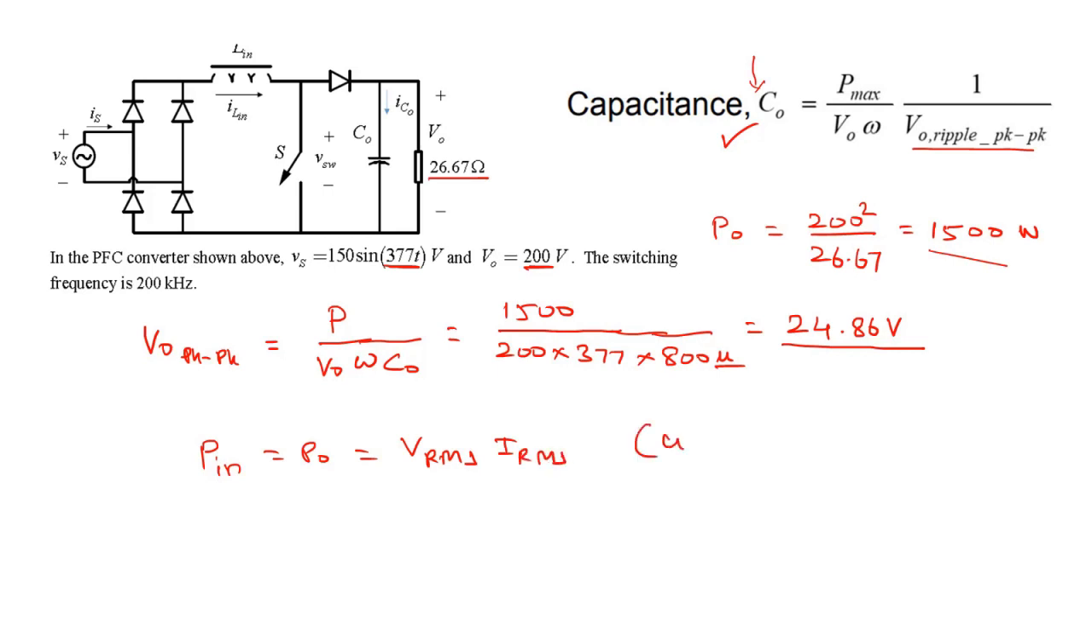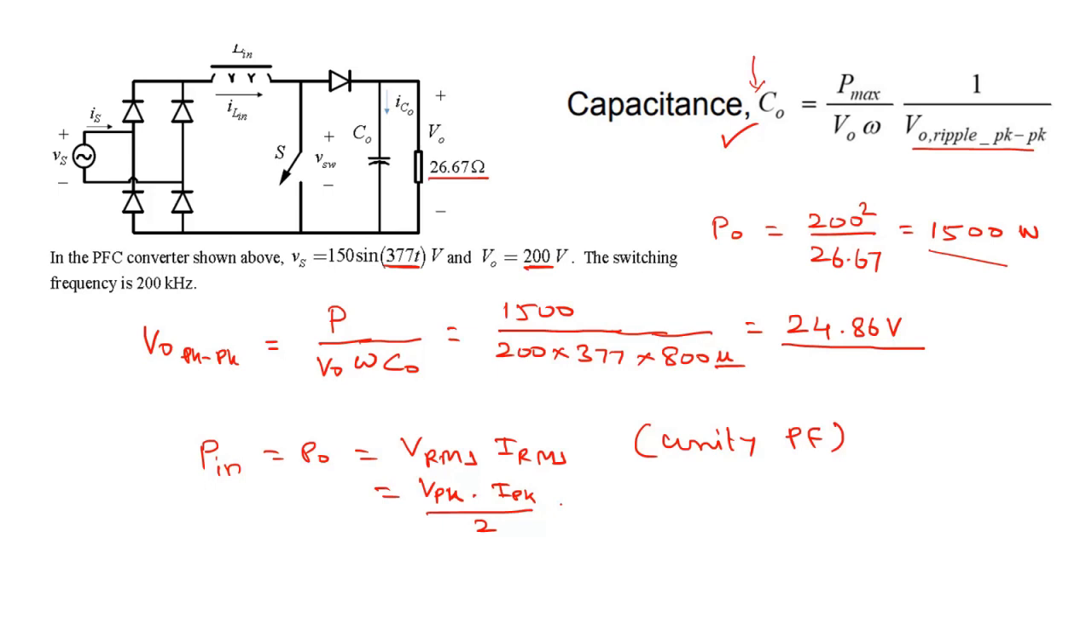So this is for unity power factor, which is what we are considering. If not, there will be a cosine theta term. But for us, cosine theta is 1. So this is also equal to V peak times I peak over 2, because the peak sinusoidal value is square root 2 times the RMS. So that's where this expression comes from.